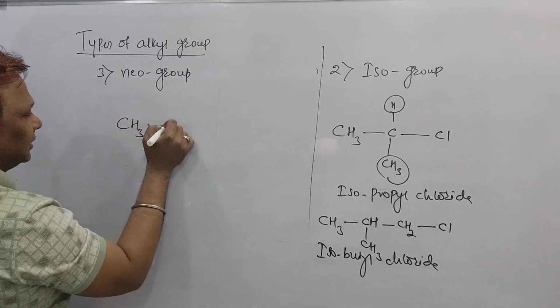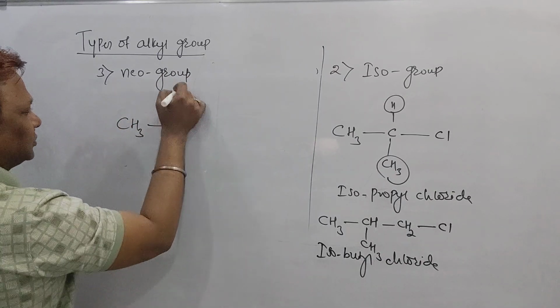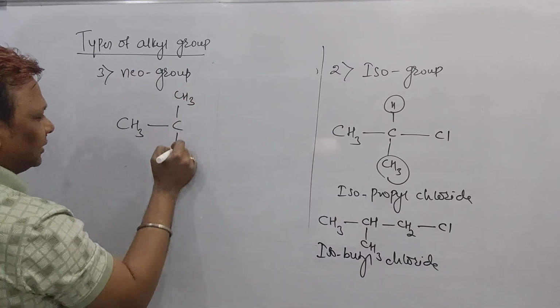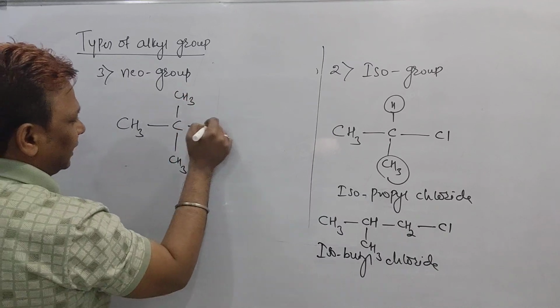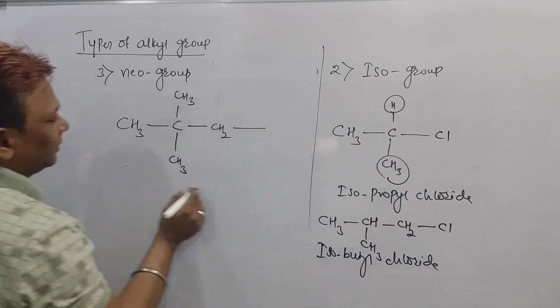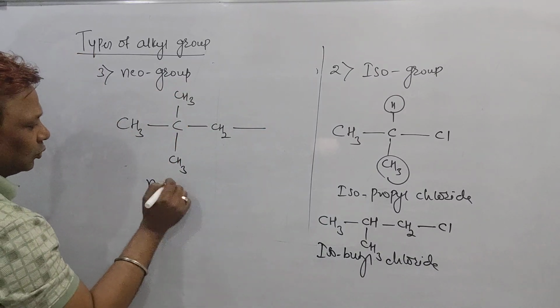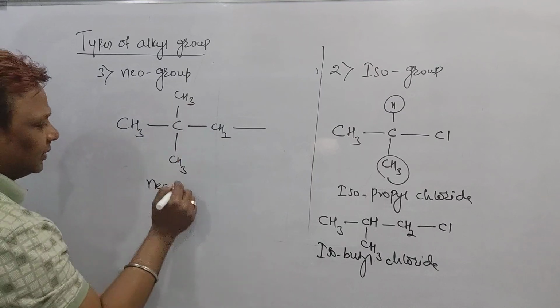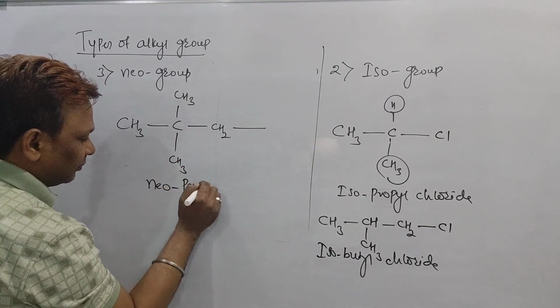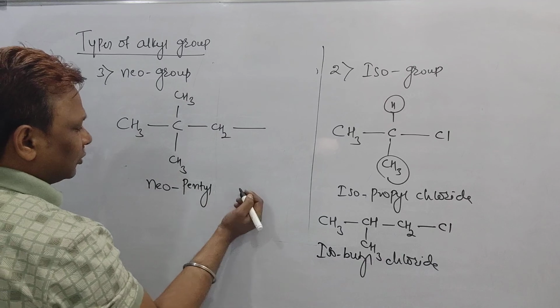See, CH3, and this last but one carbon should have CH3, CH3 and one CH2 and a free bond. This complete group is called a neo group, and the total number of carbon count here is 5. So I should call it pentyl. So we can say neopentyl.